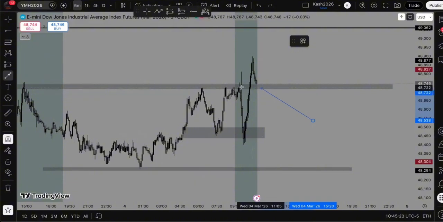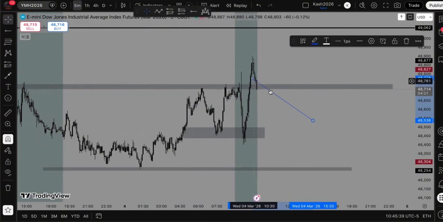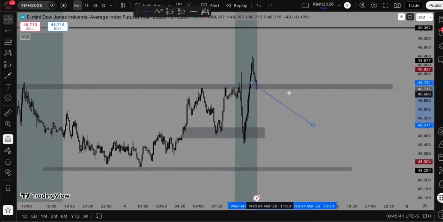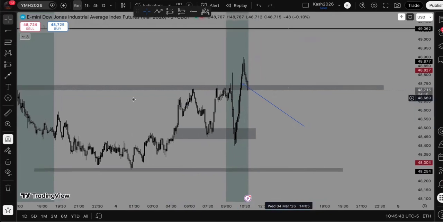So once again, if we are literally rejecting this area and then when we finally break it, you can take the buy right here as soon as it breaks. All right. So you see this, you can take this buy right there as soon as it breaks.